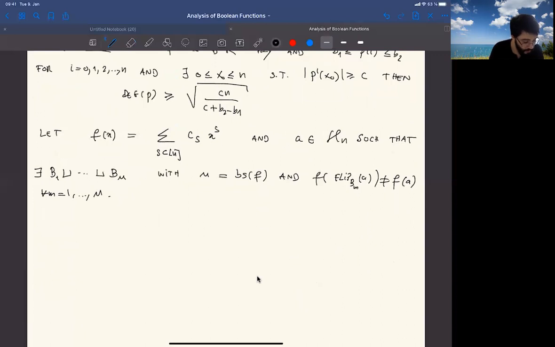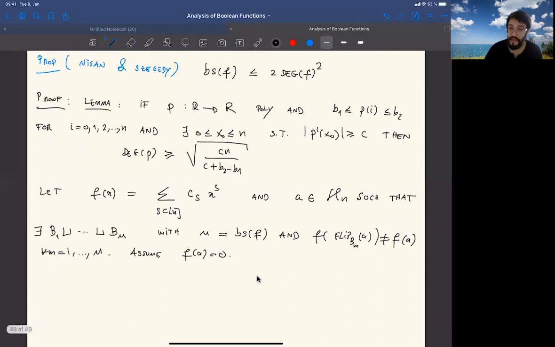Okay, we will assume that f of a is zero here, just for the moment. It doesn't matter. If it's not zero, you just change f by one minus f and everything is fine. And here, I'm again making the transition from plus or minus one to zero one, okay? All right.